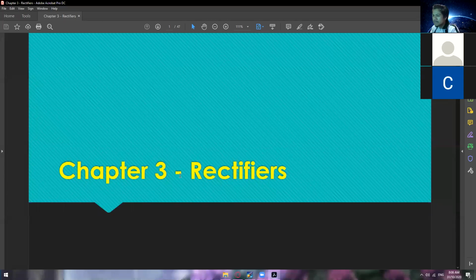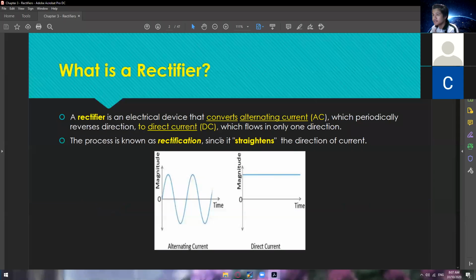Anyway, our topic for today is rectifiers. We only have two types of rectifiers. To make it simple, we have the half wave and the full wave rectifier. Under full wave rectifier, we have another two types, which are the bridge rectifier and the center tap rectifier. Okay, so without further delay, let's start.